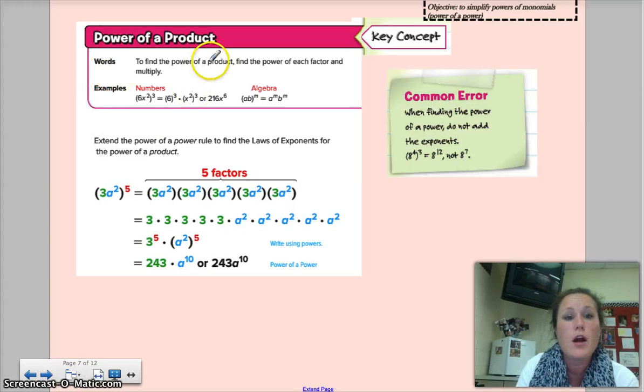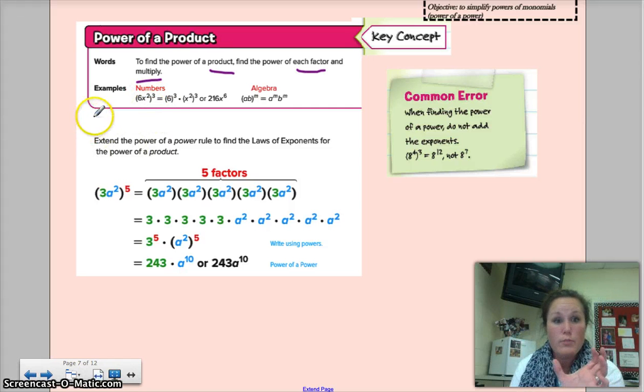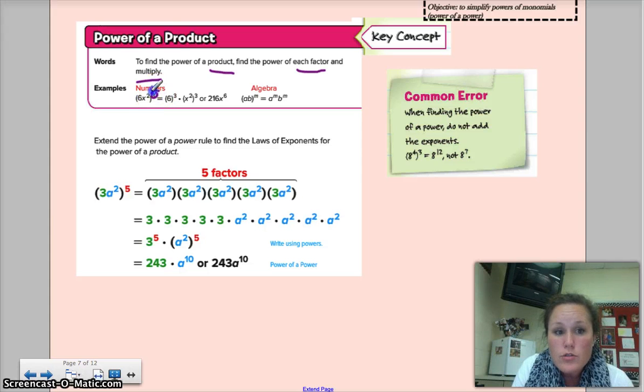To find the power of a product, meaning something we're multiplying together, find the power of each factor and multiply. Let's look at what that looks like as an example. So 6x squared, all of that to the 3rd power, that little 3 gets distributed to the 6 and to the 2.